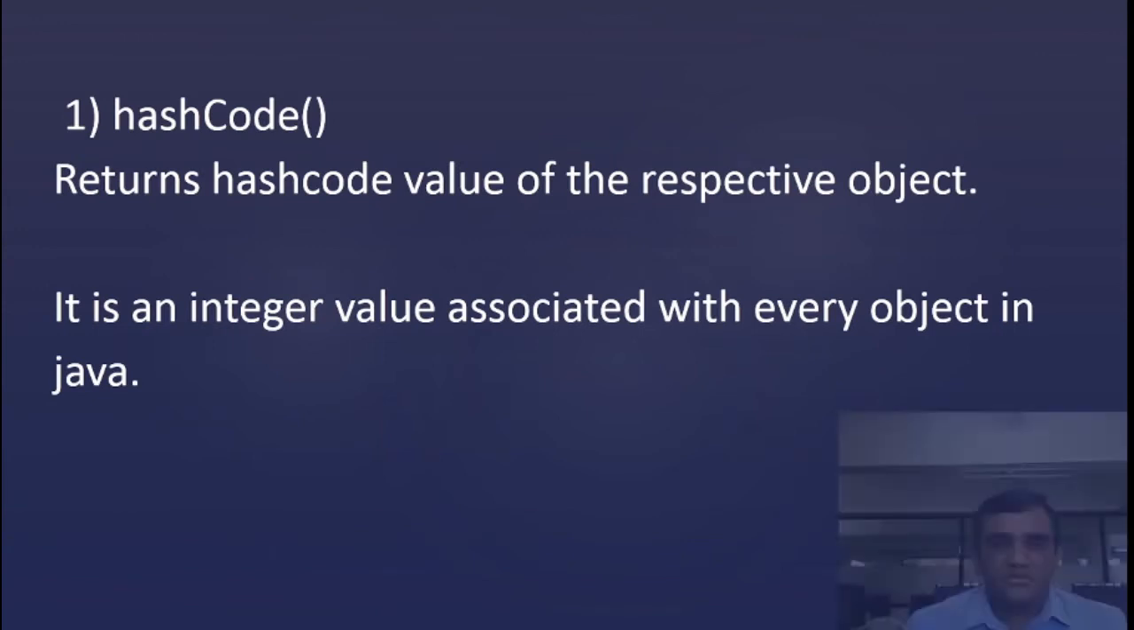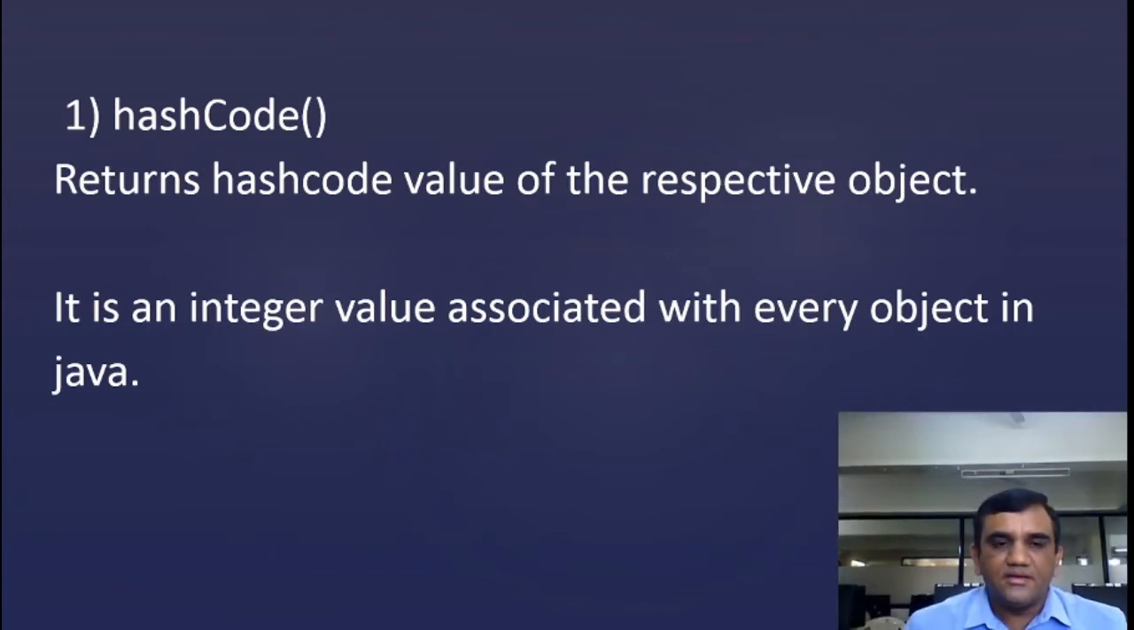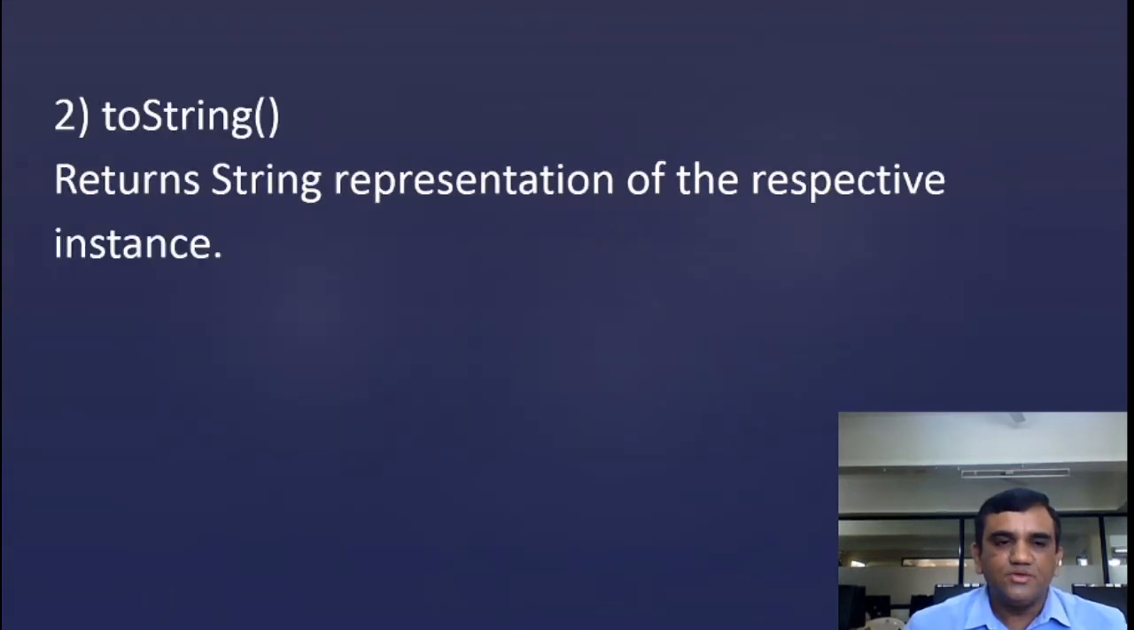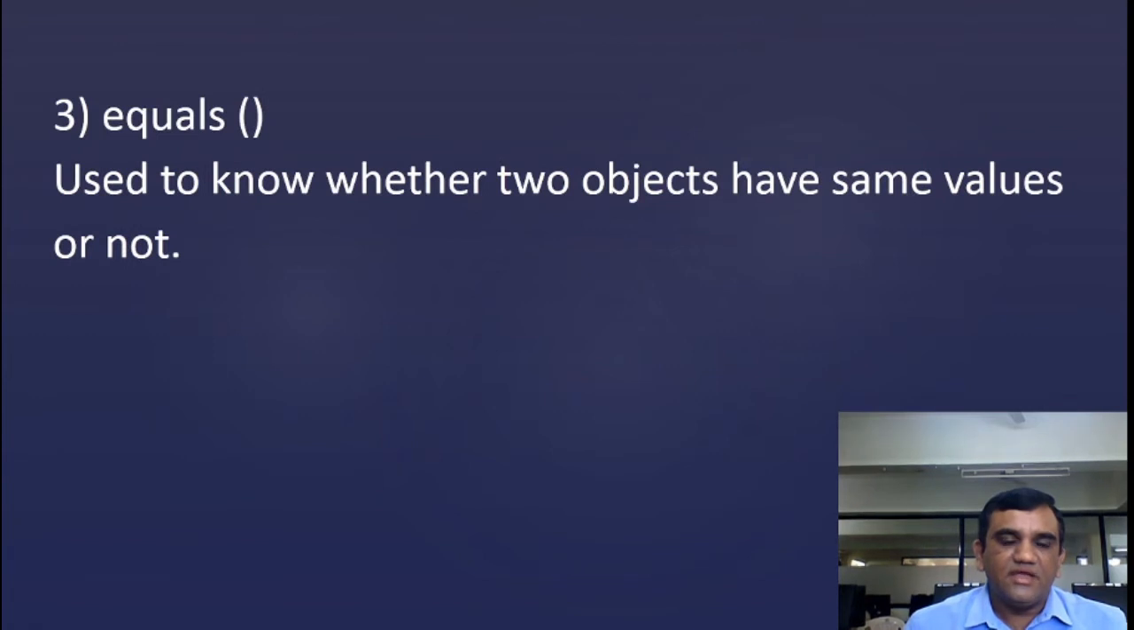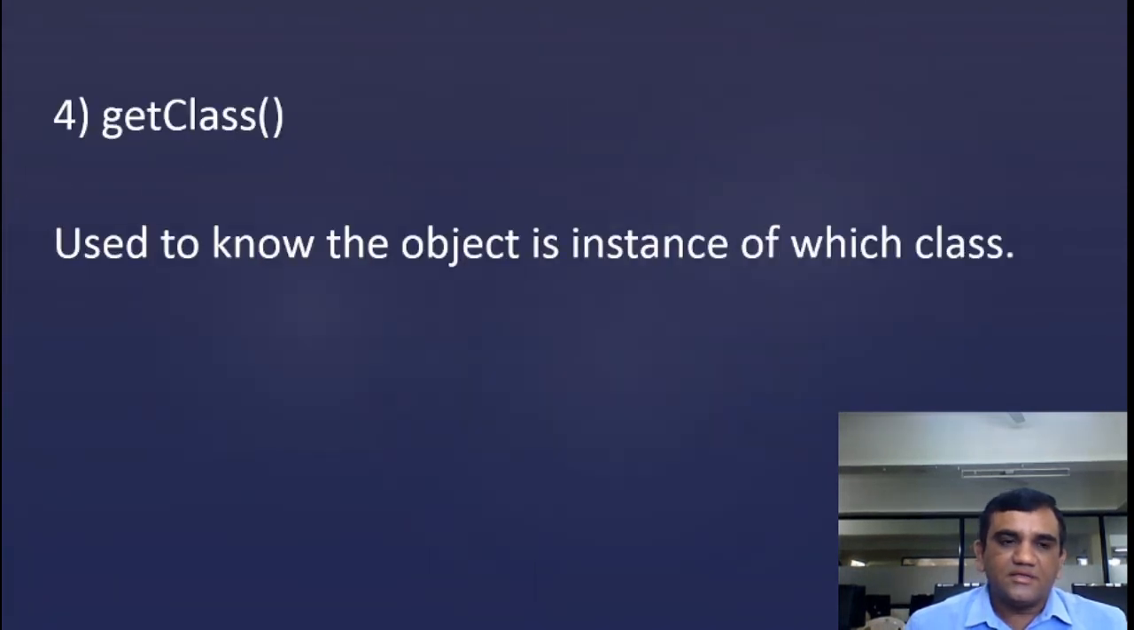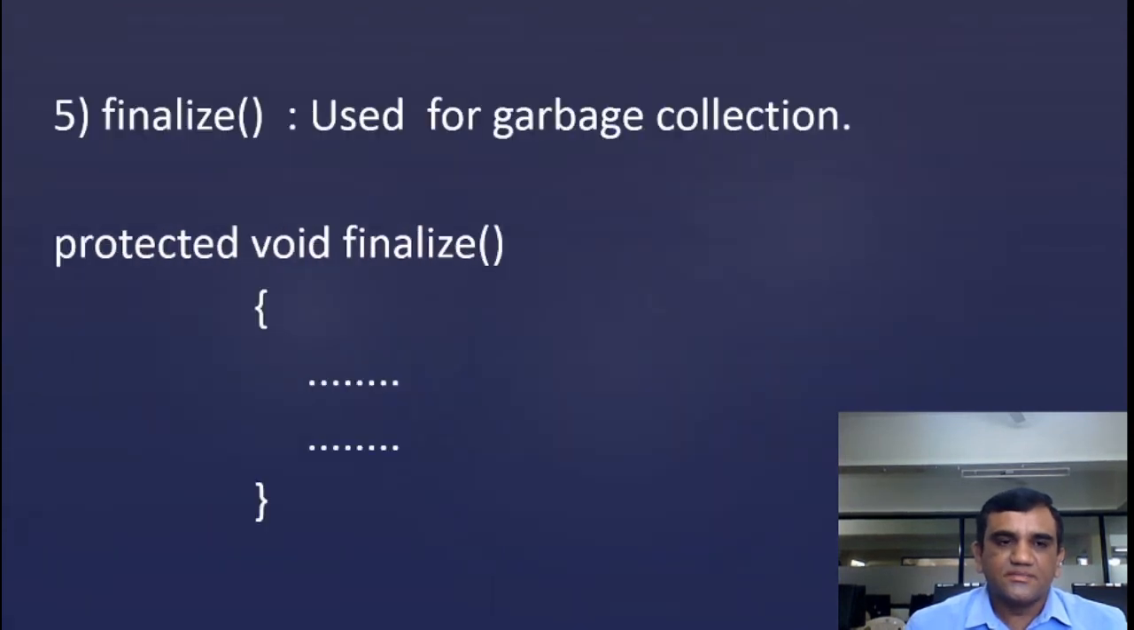The very first one, the hashCode method. It returns the hash code value of the respective object. It is an integer value associated with every object in Java. Second method, toString method, returns the string representation of the respective instance. Then we have the equals method, used to know whether the two objects have the same values or not. The getClass method is used to know the object is an instance of which class.